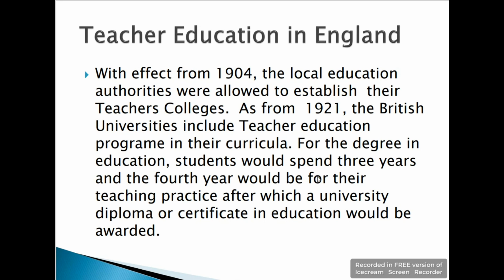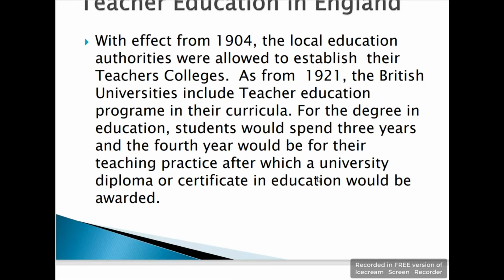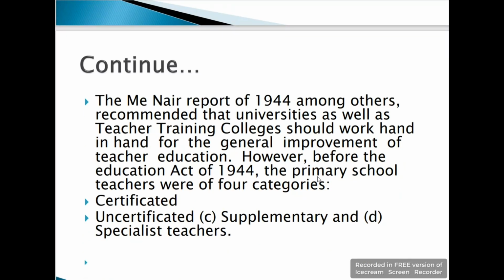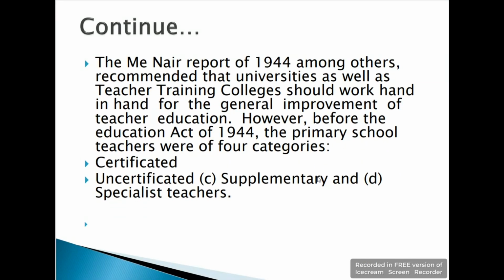For the degree in education, students would spend 3 years and the 4th year would be for their teaching practice, after which a university diploma or certificate in education would be awarded. Then the McNair Report of 1944, among others, recommended that universities as well as teacher training colleges should work hand in hand for the general improvement of teacher education.